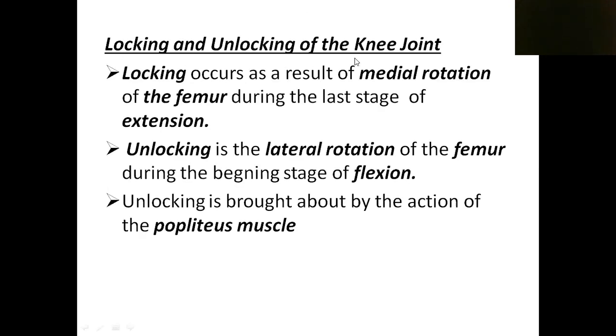Now, the locking and unlocking mechanism of the knee joint. In order to study this joint, we have the locking and unlocking mechanism. What is meant by the locking mechanism? It occurs as a result of medial rotation of the femur during the last stage of extension. And unlocking is a lateral rotation of the femur during the beginning stage of flexion.